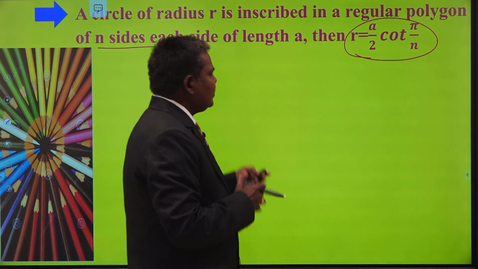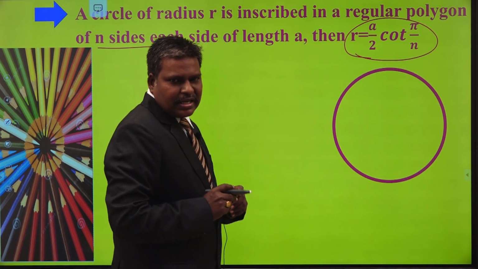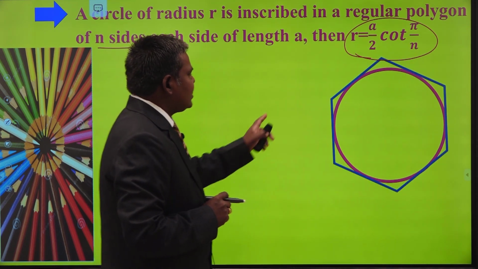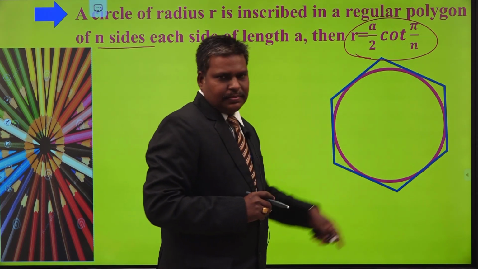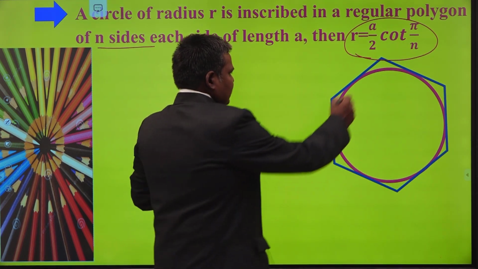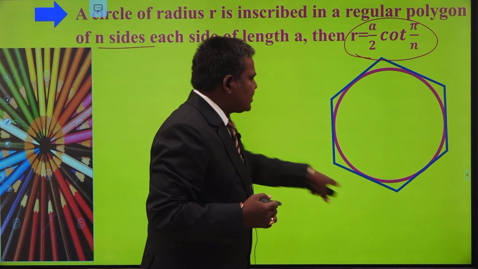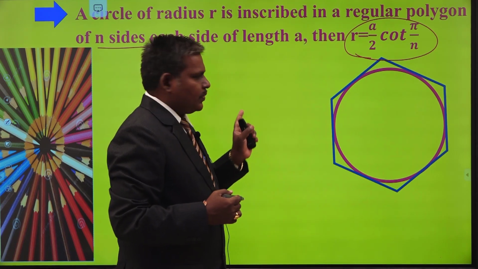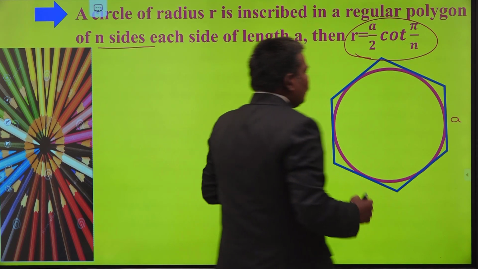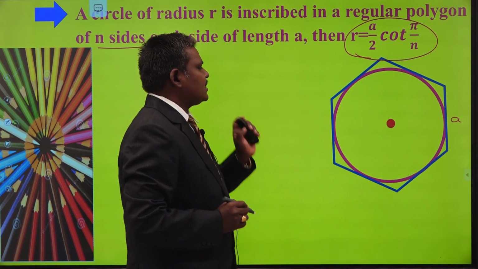How to prove this one? It is very easy for you. Let us see. This is your circle. This is the regular polygon which is circumscribed about this circle. We mean the circle is inscribed in your regular polygon. For the sake of convenience, I have taken only 6 sides, but it is an n-sided regular polygon. So, what is the side length here? A units. What is the radius of the same circle here? R units. See here, this is the center of the circle.